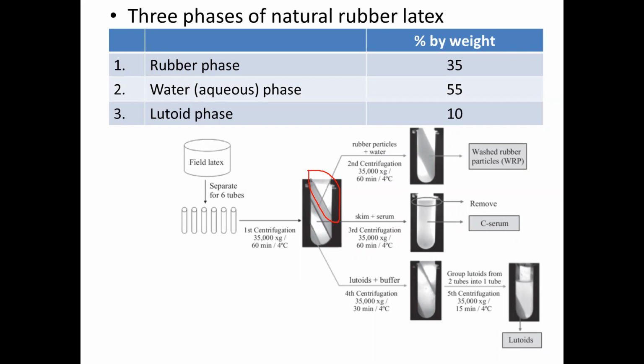Okay. So then after that you have the water phase, or we call it serum. In the top part you have the rubber particles and water. Then you have serum in the second part. Third part, again you have a small white color region that is similar to rubber phase, but this is actually not rubber phase. This is called lutoids and buffer solutions. When you put buffers, the buffer will be coming into the bottom. So you have lutoids.